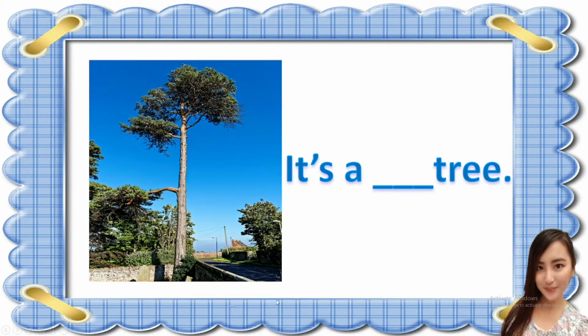Another example. Look at the picture. It's a blank tree. So what adjective do you think can describe this tree? The answer is tall. It's a tall tree. Tall is an adjective used to describe this tree, which is a noun.